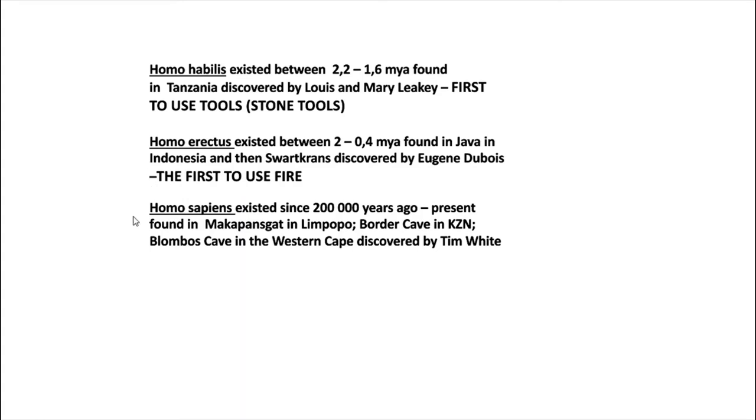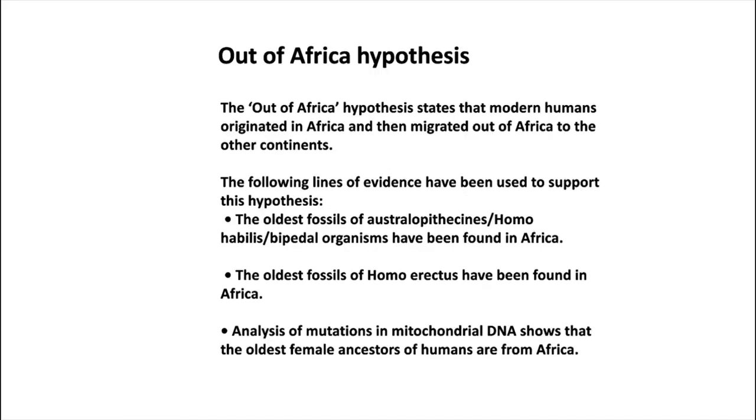Homo sapiens existed since 200,000 years ago till present, found in Makapansgat in Limpopo, Border Cave in KZN, Blombos Cave in Western Cape, and then it was discovered by Tim White. Now let's look at the out of Africa hypothesis.